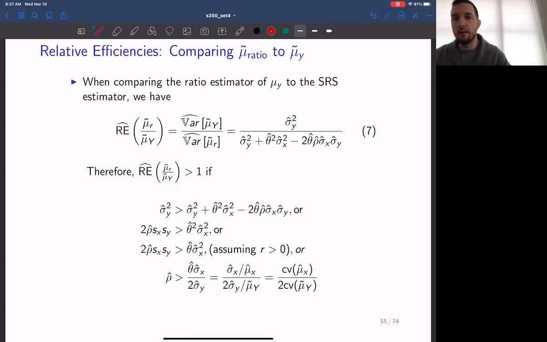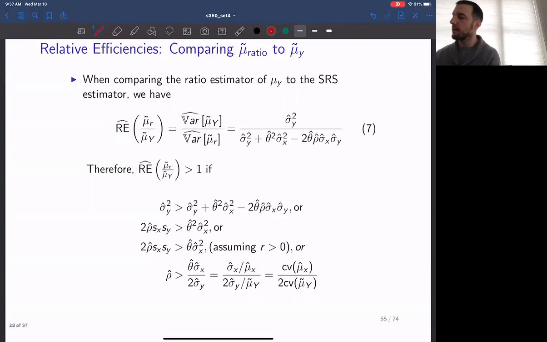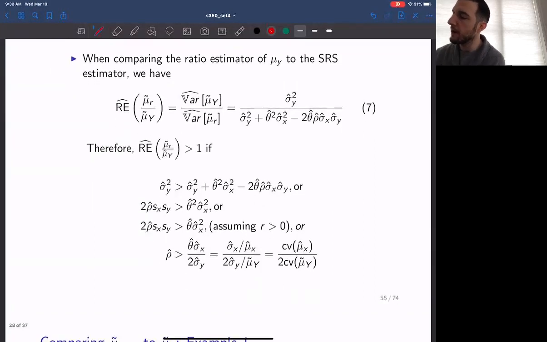A lot of the estimators that we have discussed in the class so far, they share similar forms. So for example, they all have an FPC. They usually have a 1 over n term, a 1 over little n term. And then the differences typically lie in the variance estimate that's being plugged into that particular quantity. So for example, here, where we're comparing the SRS estimator to the ratio estimator, we have the variance of mu tilde y divided by the variance of mu tilde r.